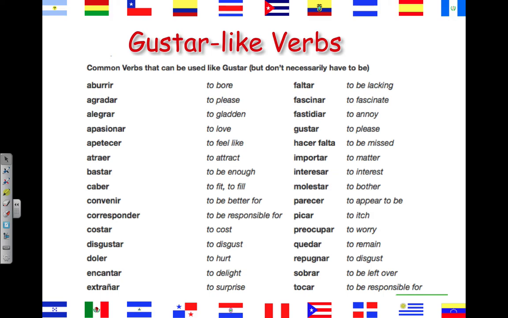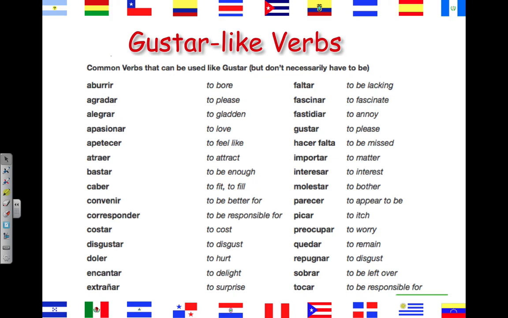Gustar-like verbs. Me importa el español. Español matters to me. It's important to me. Okay? You don't say, Español es importante a mí. What you say correctly is me importa el español. Same with interesar. Don't say el libro es interesante a mí. Say me interesa el libro. Much more educated use of grammar. Remember, molestar means to bother. So if you say me molesta mi hermana, it means my sister bothers me. Okay? Keep that straight.